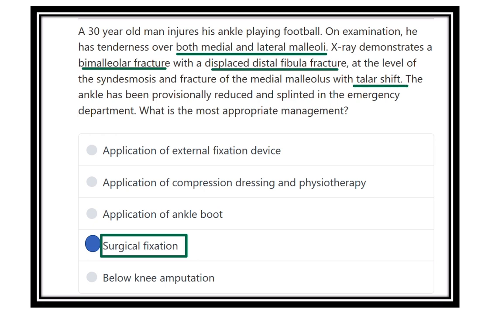So for this condition we should go for surgical fixation, because there is massive damage or massive fracture in the ankle region, and there is shifting and displacement of the different bones. So we should go directly for surgical fixation, because conservative management, that means plaster or an ankle boot, is not able to keep the bones back in normal position.